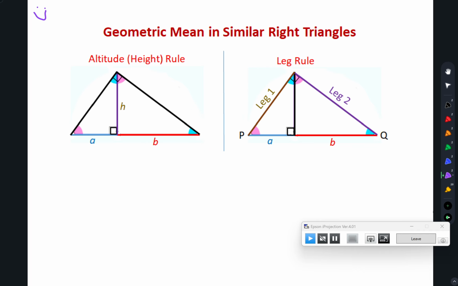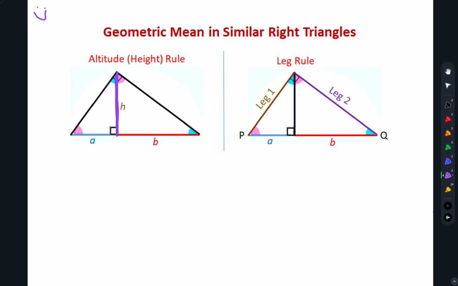So we have two rules. The first rule we're going to talk about is the altitude/height rule. Remember, the altitude is that line that we are drawing in the middle of our triangle here. So if I am missing one of these three pieces and I need to solve for it, I know that I can set up the same proportion. I'm going to show you our proportion. And then if we like to, we can just eventually skip to the final rule here.